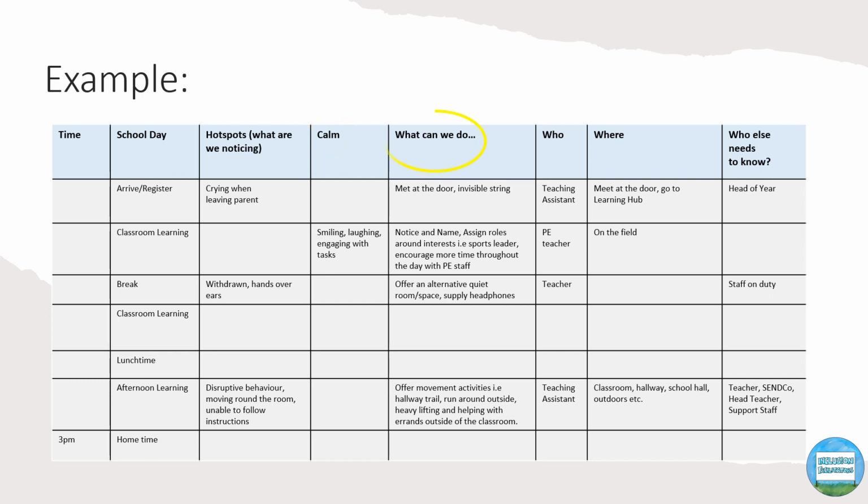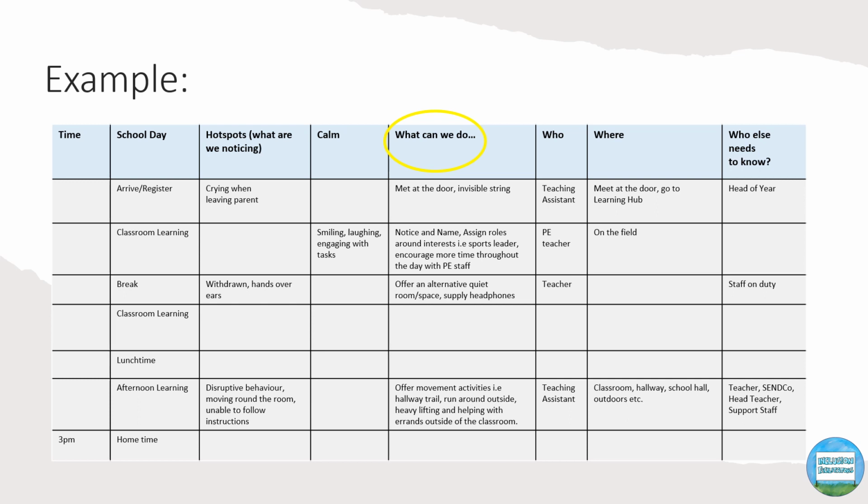What can we do? Here, we can add person-centered strategies, tailored to the individual and their needs. Strategies should aim to prevent regular distress for the child or young person, supporting the identified hotspots. These strategies can be movement activities, visual or auditory stimuli, appropriate touch, or scent-based intervention.